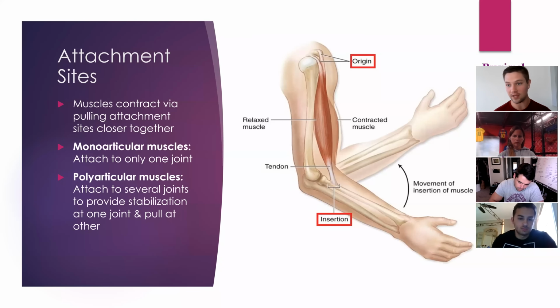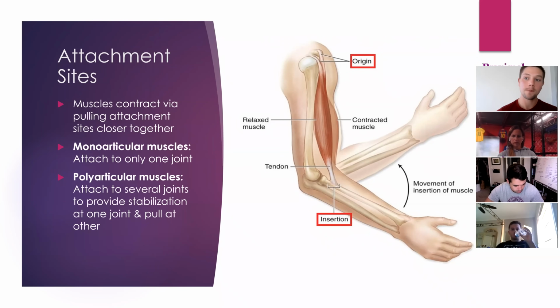But essentially, you can think of it as one attachment site is going to pull, the other is going to stabilize. Let's go back to the biceps curl. This is a really simple example. We're going to have the distal, further away attachment site pull while the origin is going to stabilize that movement. This is how we can isolate this segment of elbow flexion without anything crazy happening at the shoulder.